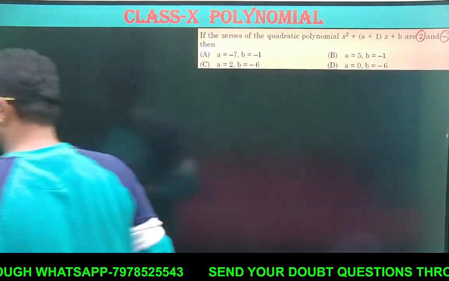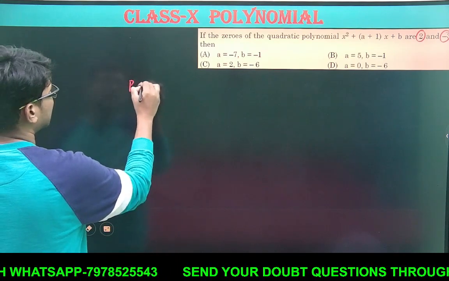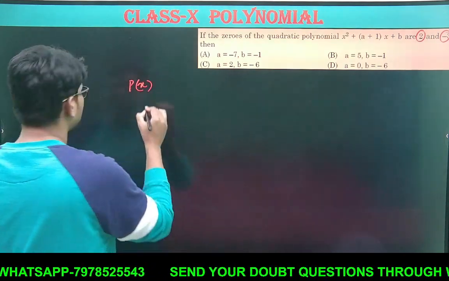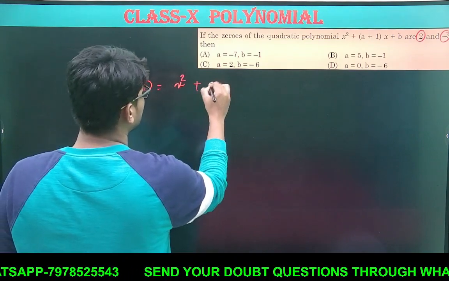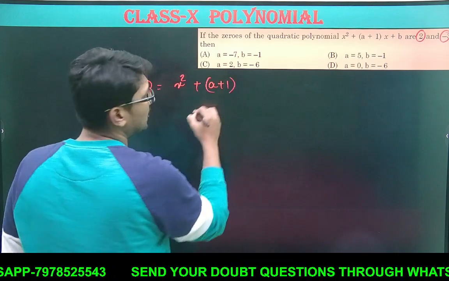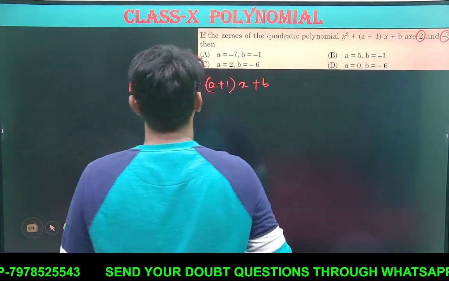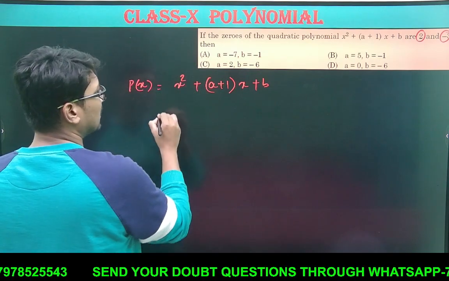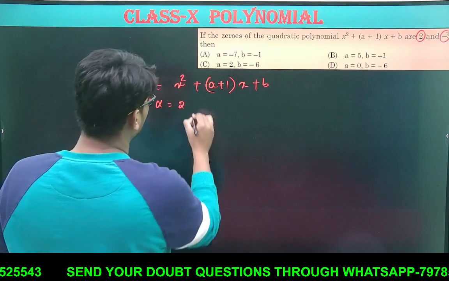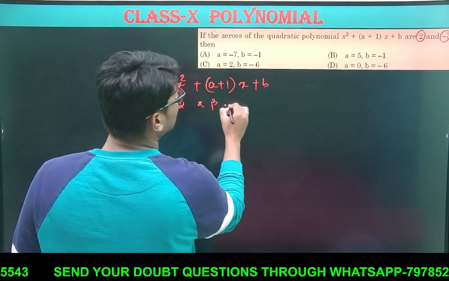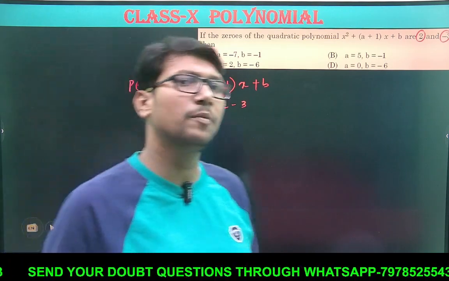Let me write the polynomial first here. The polynomial is P of x equals x square plus (a plus 1) x plus b, where alpha is 2 and beta is minus 3. It is an important question. The question is asking to find the value of a and the value of b.